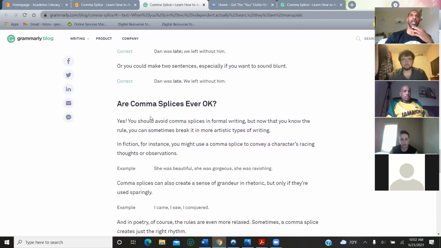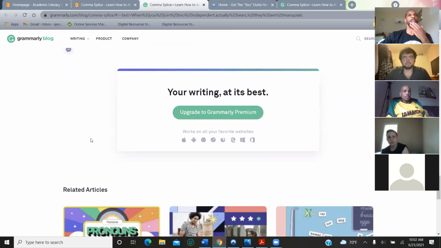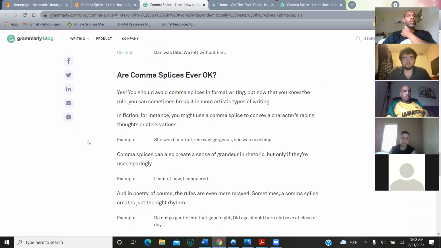Are comma splices ever okay? Yes, but for our class, no. Sometimes you do get a little license, a little artistic license, when you write. It's the same with fragments. Sometimes you have a fragment that's just for effect. Like this would be an example of an intentional comma splice: I came, I saw, I conquered. That's what we're all going to be saying at the end of this semester.